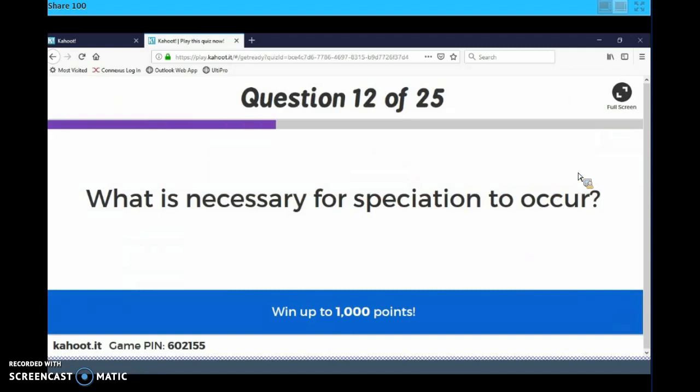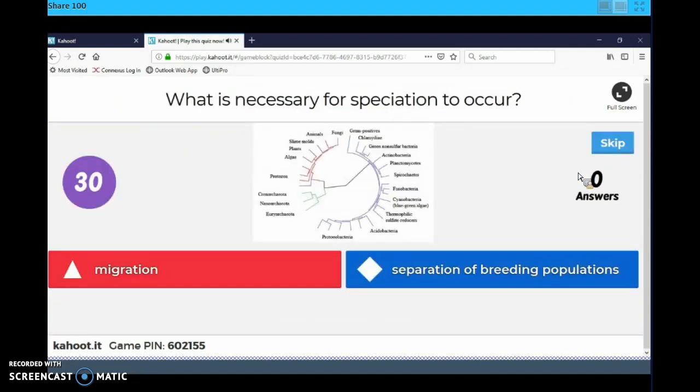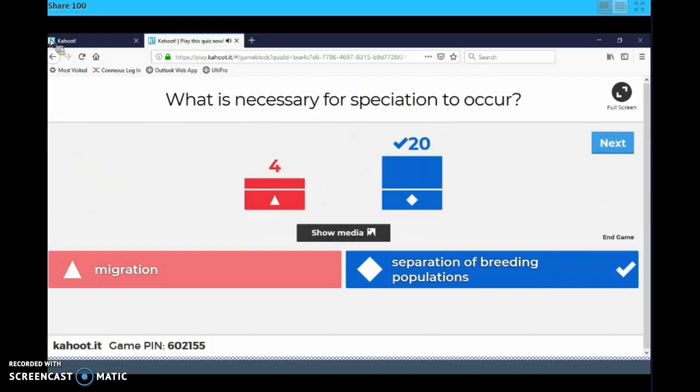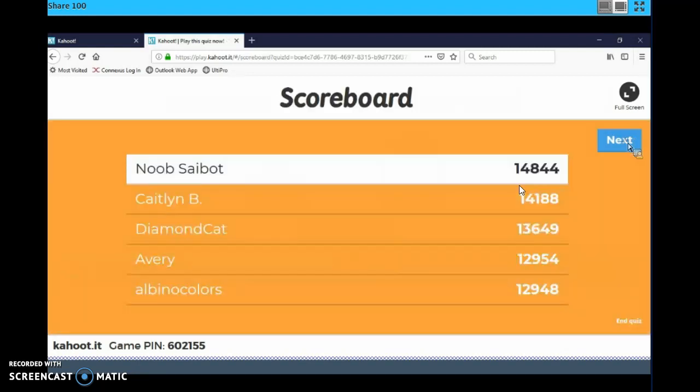What is necessary for speciation to occur? So formation of new species, what has to occur? Separation of breeding populations. So your populations have to have some kind of boundary for some reason. Could be a physical boundary or something like a time boundary, but something to separate them so they are not breeding together.